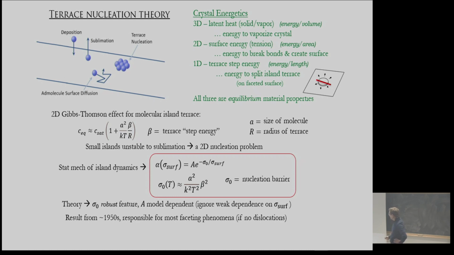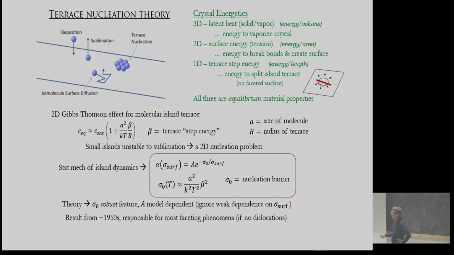And sigma surf is the surface supersaturation, okay? So if the supersaturation is 0, nothing grows, everything is just stable. Supersaturation has to be positive for growth. But if it's very small, then this exponential is really, really very tiny. Sigma 0 is this nucleation barrier, and it is basically based on the size of the molecule, kT, and the step energy. And this is what I call a robust result of the theory.